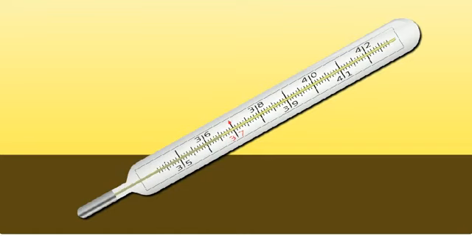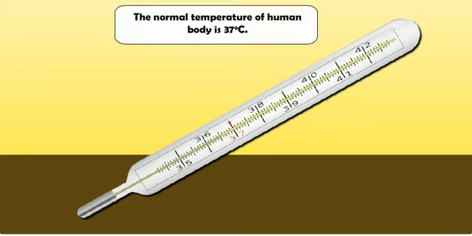A clinical thermometer has usually 2 temperature scales marked on its glass tube on the 2 sides of the mercury thread: Celsius scale of temperature and Fahrenheit scale of temperature. The normal temperature of the human body is 37 degrees Celsius.